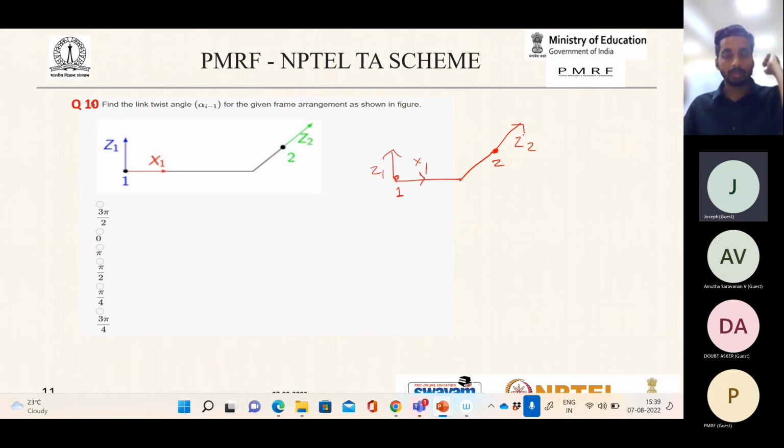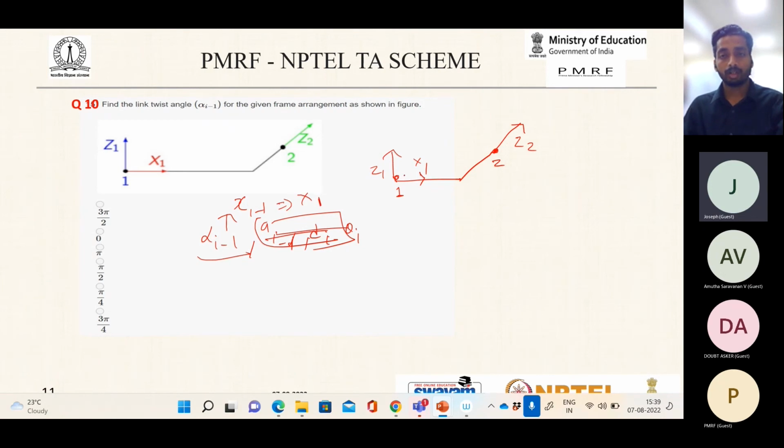Okay. So what we have to find is the link twist angle alpha i minus 1. Now for the DH parameters, what do we have? Alpha i minus 1, a i minus 1, d i, theta i. Here we want alpha i minus 1, so we don't have to look into the others. Now alpha i minus 1 is measured with respect to what? X i minus 1, right? So X i minus 1 in this case is X1. So we have to measure the angle with respect to X1.